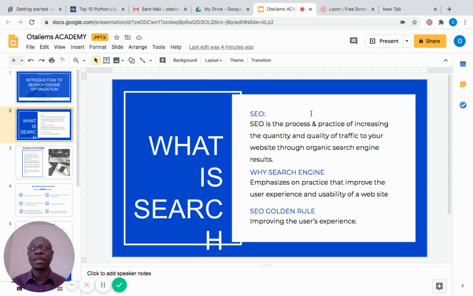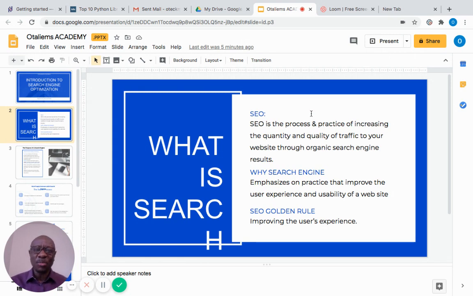And don't forget the SEO golden rule. I use it a lot. Improving the user experience. That is one of the most important parts of search engine optimization, because you're building your website not just for yourself, not just for search engines, but for the users. So you want them to have a good experience on your site, to navigate through your site with little or no difficulty.